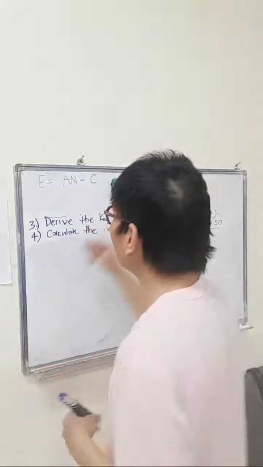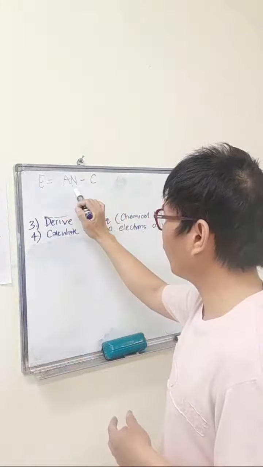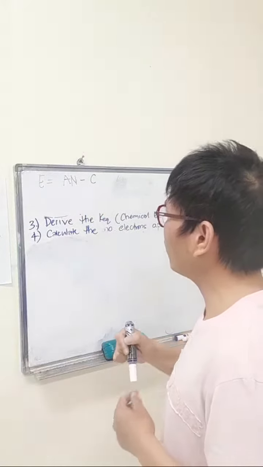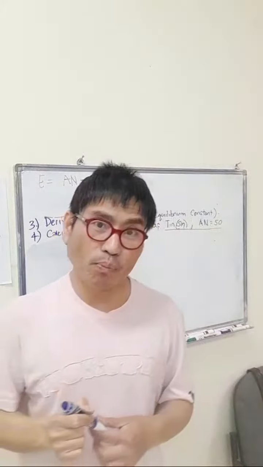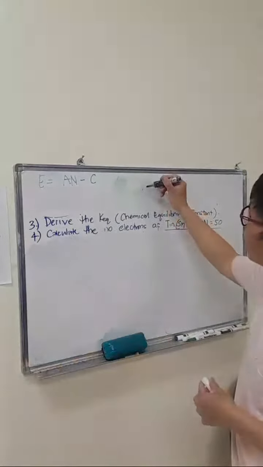Okay, so the electrons is equal to the atomic number minus the charge. The atomic number, guys, technically is also the number of protons. Okay, the atomic number is the number of protons.